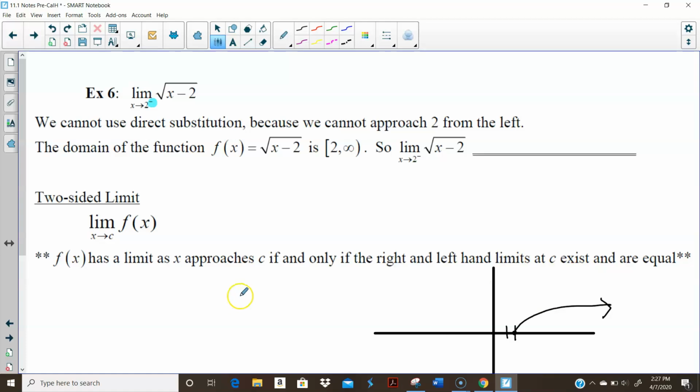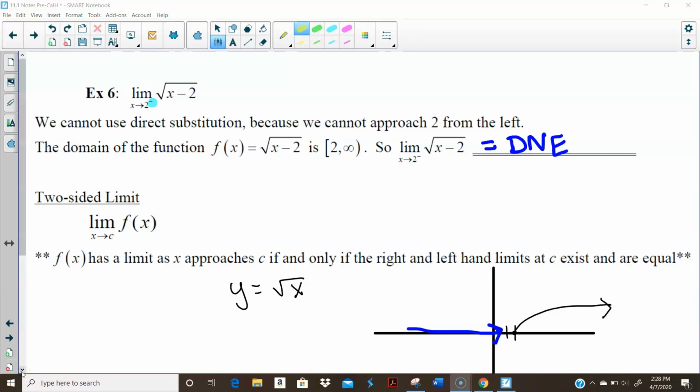So here's the graph. We know that y equals the square root of x got shifted, opposite of what you think, to the right 2. So I shifted the graph to the right 2. Now the problem we have with this graph is there's no function over here. So I cannot approach 2 from the left-hand side because there's no function for me to approach. Therefore, the limit as x approaches 2 from the left-hand side is going to equal does not exist.